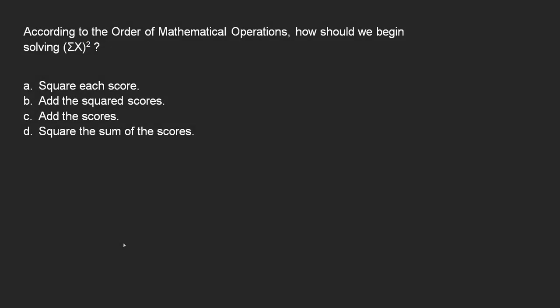According to the order of mathematical operations, how should we begin solving, in brackets, the sum of x and the whole quantity is squared? Okay, so we have to keep in mind always the order of operations, which you can remember by using BEDMAS. B stands for brackets. E is for exponents. Exponents just means when something is squared, like we've got here, or to the power of 3 or 4 and so on.